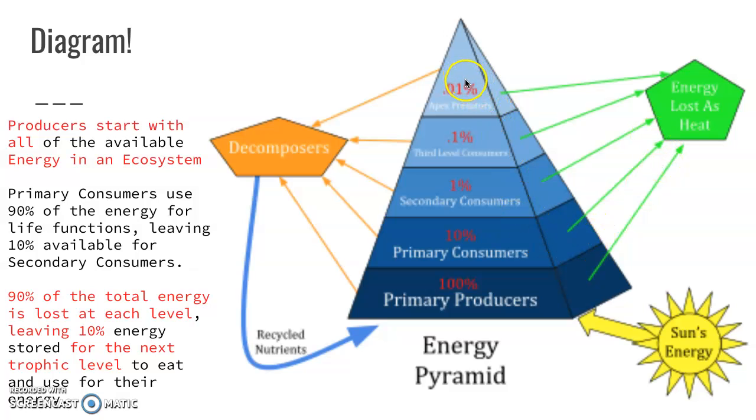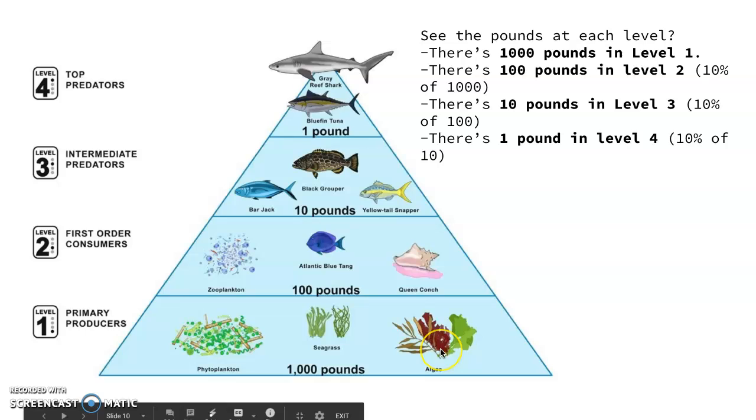So if you're an apex predator, at this apex predator quaternary level, plants start off with 100%. You see a small fraction of the available energy. So what does that mean? So say in your ecosystem there's 1,000 pounds of available producers. There's only going to be 100 pounds available of the primary consumers or the first order consumers. There's also only 10 pounds available energy for the second level or the intermediate predators, and then there's only 1 pound available for your top predators.